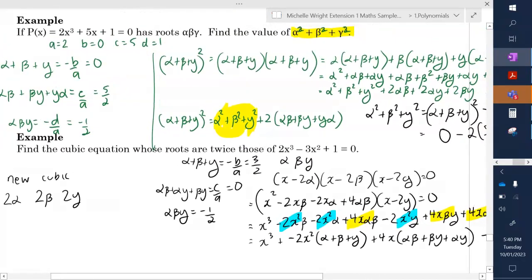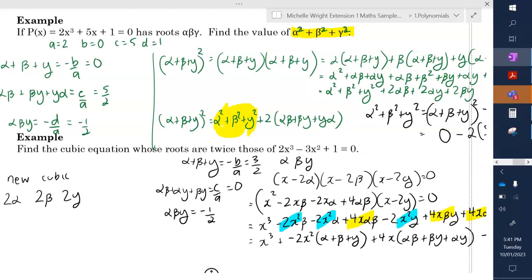So when we're finding the cubic equation whose roots are twice of these, our new cubic is going to have these roots here, okay? 2 alpha, 2 beta, 2 gamma. But for this original polynomial, we know these 3 things here, okay? We know that our 3 roots are alpha, beta, gamma. We know that the sum of our roots, 1 at a time, is minus b on a, which is going to be 3 over 2. We know that the sum of our roots 2 at a time is c on a, which is 0. And our roots 3 at a time is minus d on a, which is minus a half. So we know that.